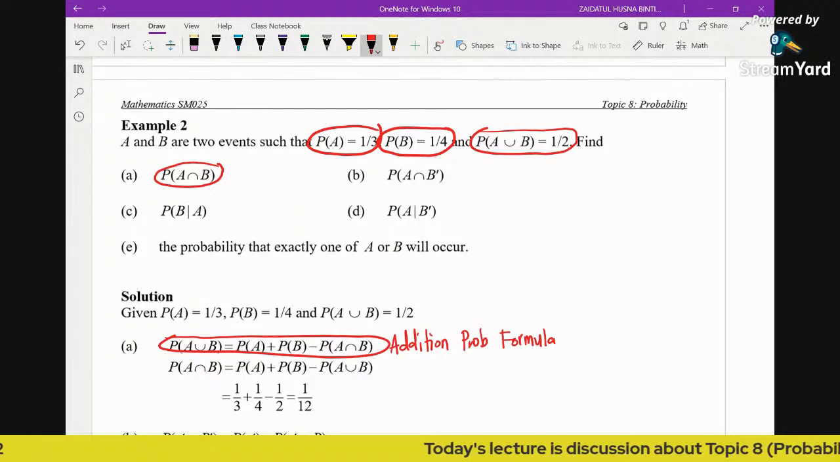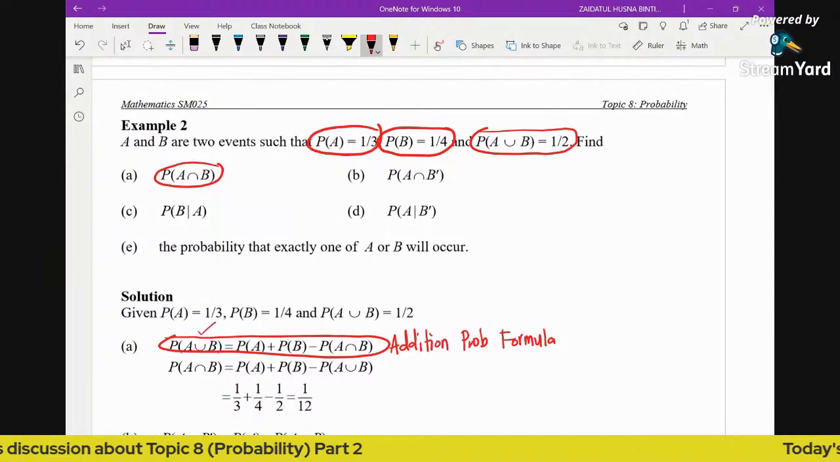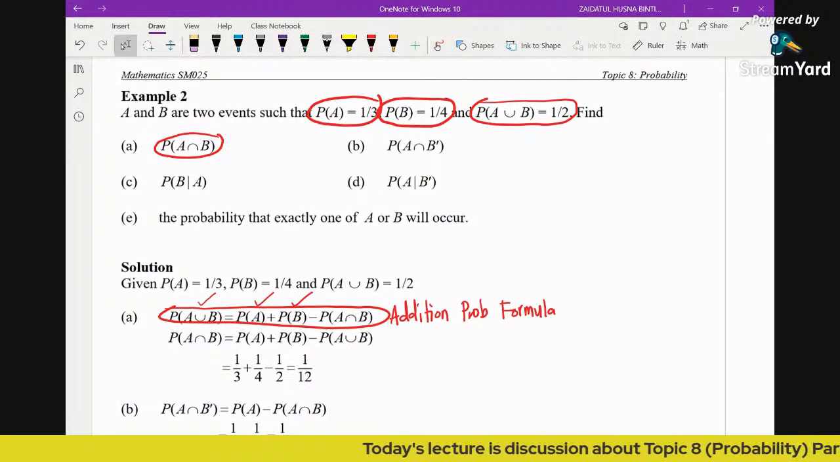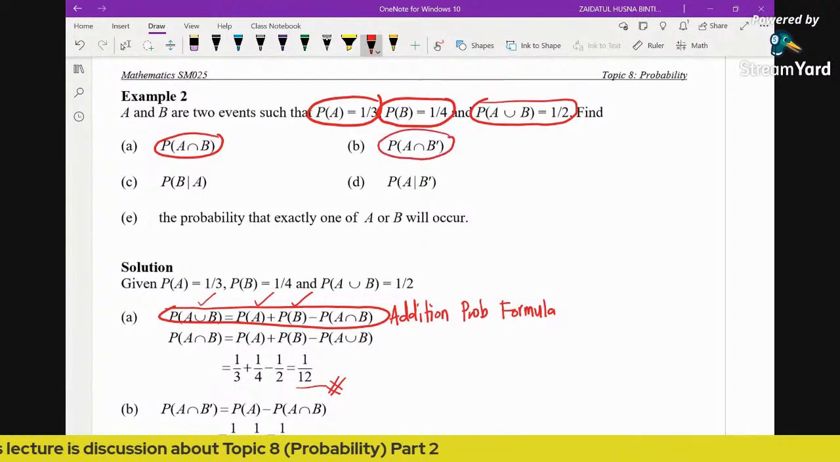Probability of A union B equals probability of A plus probability of B minus probability of A intersect B. Now we are provided with these three values. So we just rearrange and make the probability of A intersect B the subject, and we will get the answer. Now, coming to the second question, how to solve this?